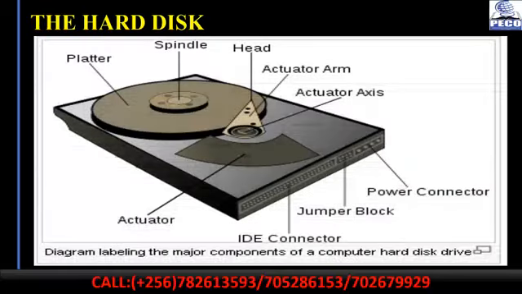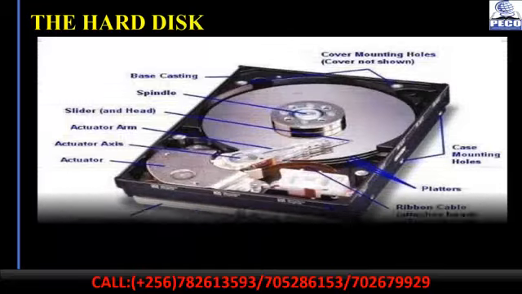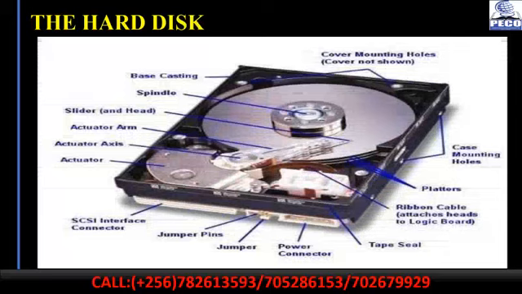Now, let us look at the hard disk here. This is the hard disk with several parts. We have a head, actuator arm, actuator axis, power connector, jumper block, actuator, platter. The platter is where you can read and write. Now, let us look also at more detailed parts of the hard disk. This one shows several parts.